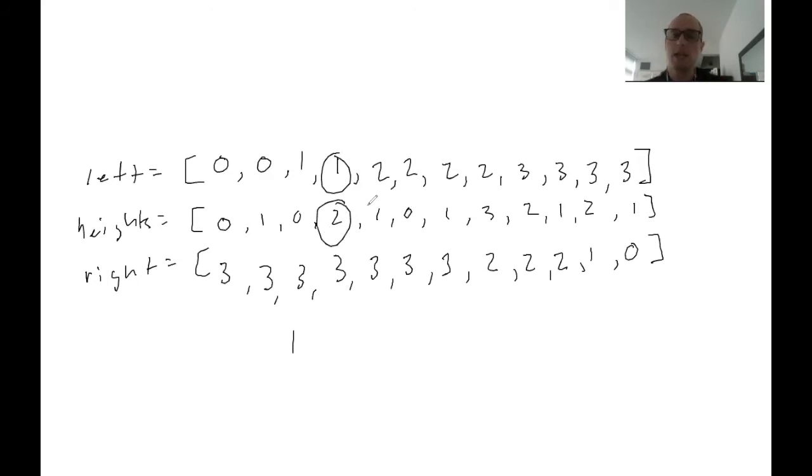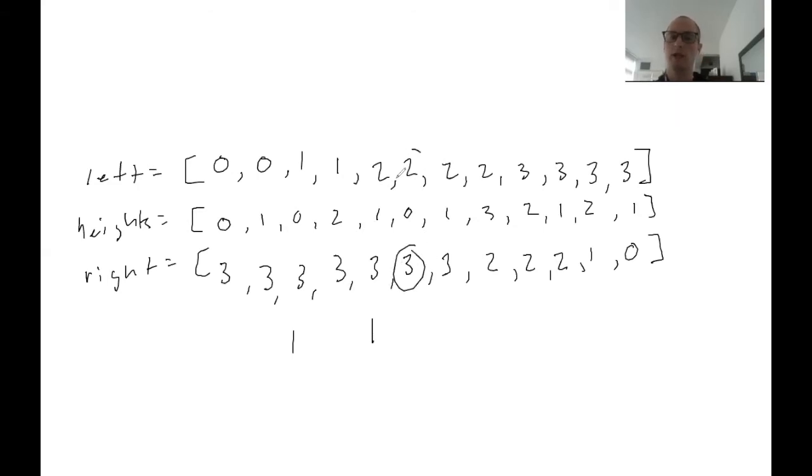Well, that's going to give us a negative number, so we can't store negative water, so we'll just move on to the next one. So what's the minimum height of 3 and 2? Well, that's 2. So we can subtract 1 from that, and that's going to give us a value of 1. So we'll store 1 at that index.